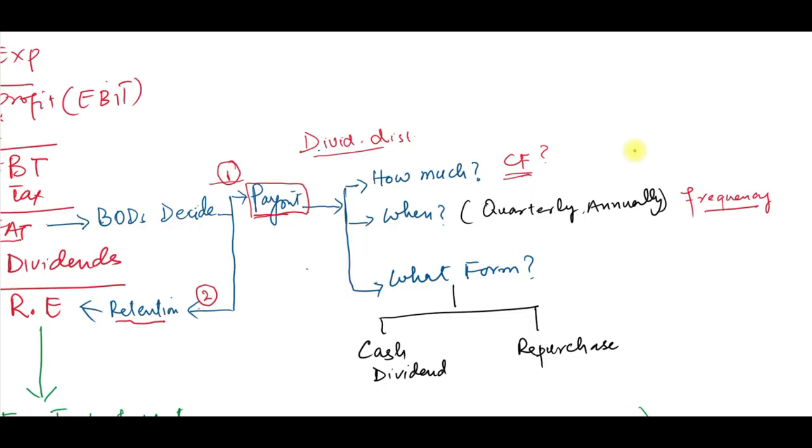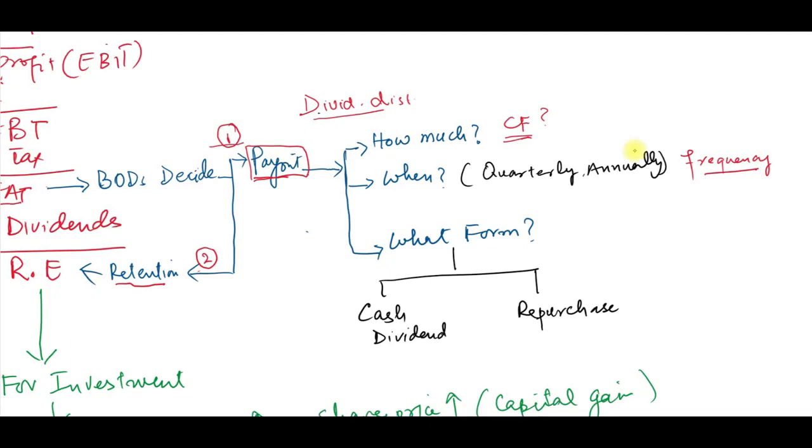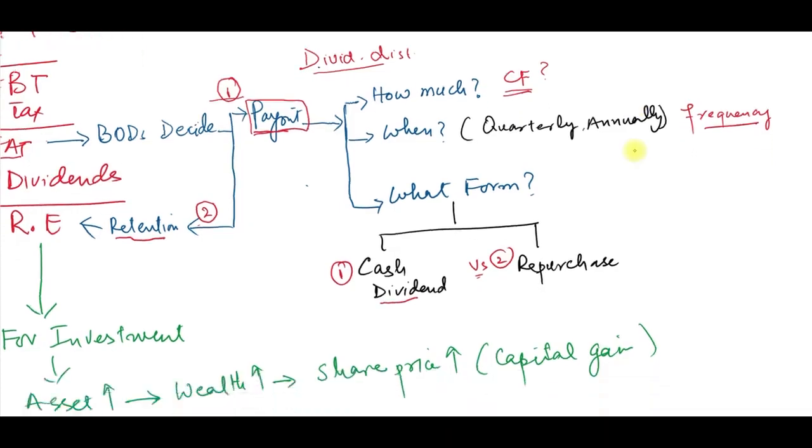And the third is, we have decided the distribution, next is, in which form? What is the form of the dividend that we should pay? Should we pay it in cash form, versus should we do the repurchase? Or we can do cash dividend as well as repurchase. So it's up to the company. But these are the two major extremes of paying dividends. Number one, cash dividend. Number two, repurchase. Repurchasing the existing shares is also a dividend distribution method. So please remember this.